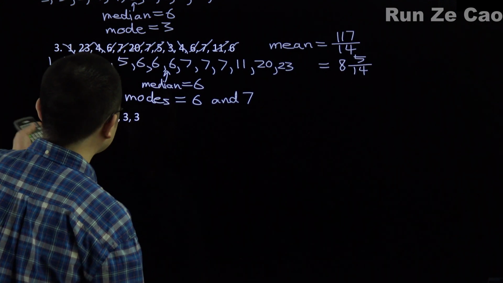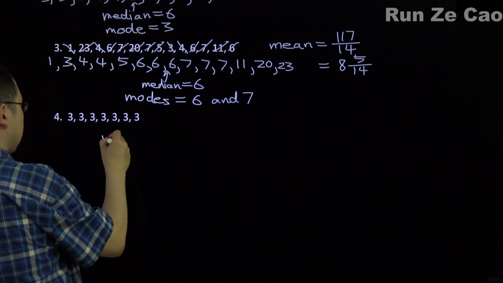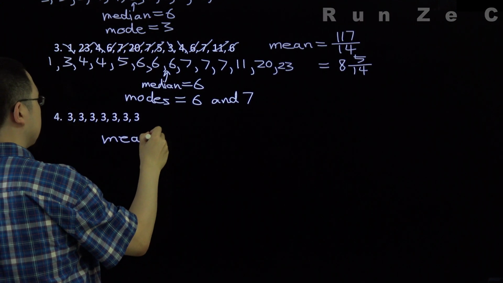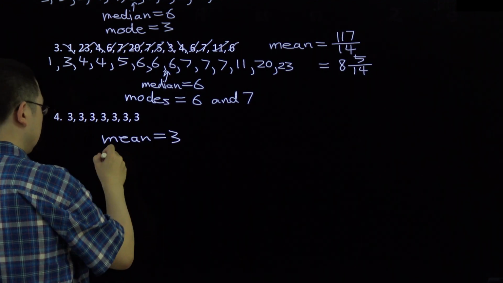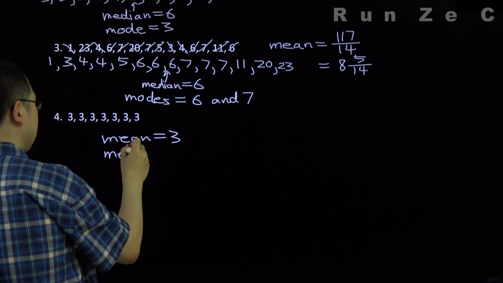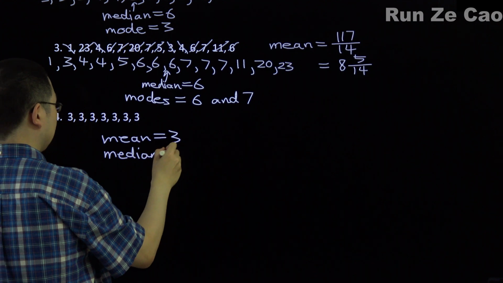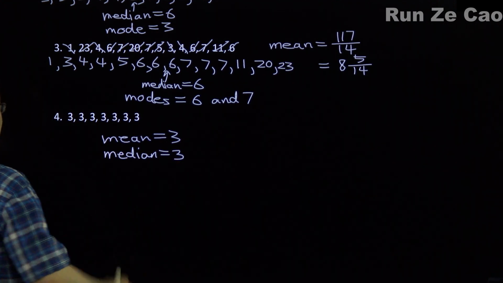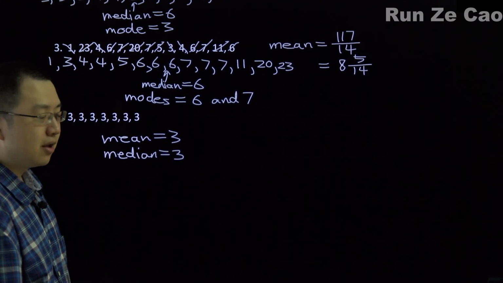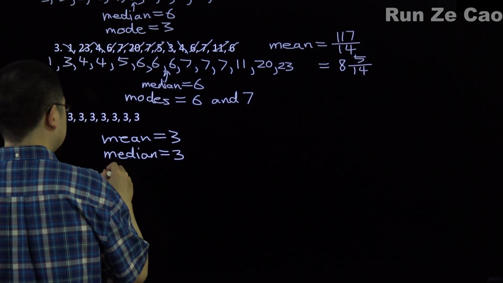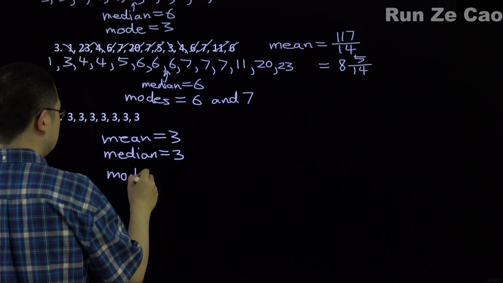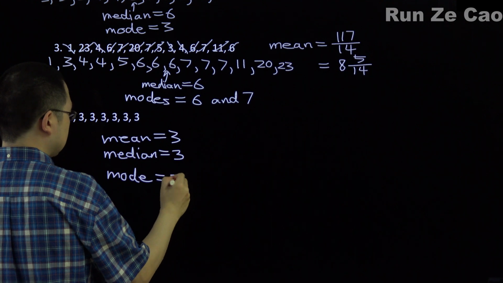Okay then, what about if you have a bunch of the same number? Well, if you have a bunch of the same number, your mean is that number. Mean is equal to 3. Median, well, it's equal to 3 because if you line these up from least to greatest, they're all the same. So the middle number is the same. And the mode is equal to 3.